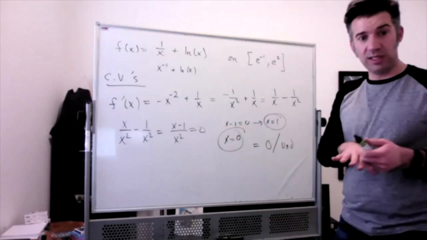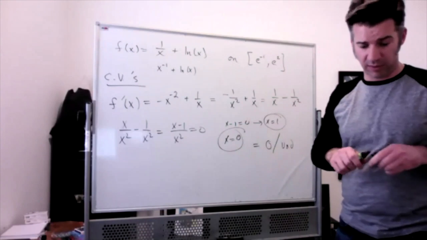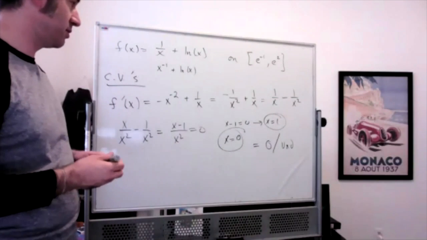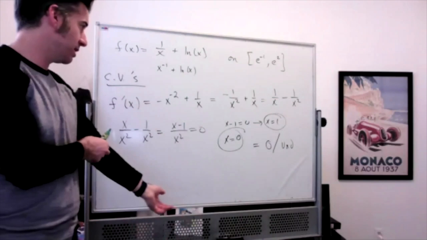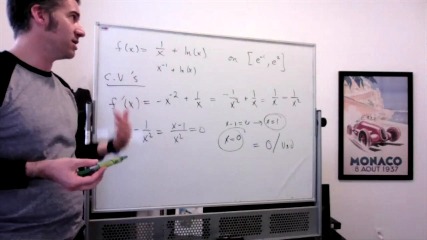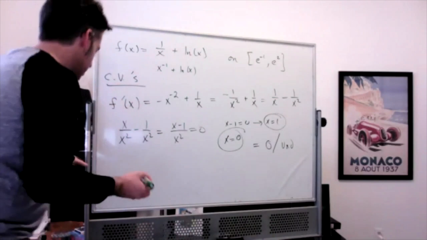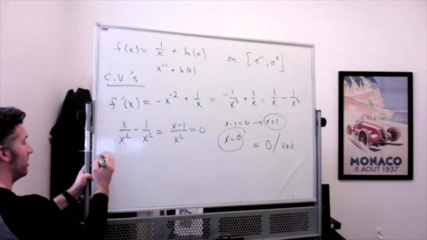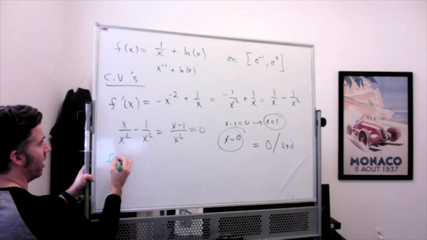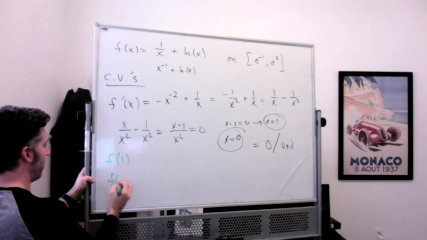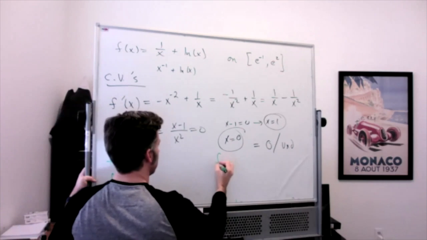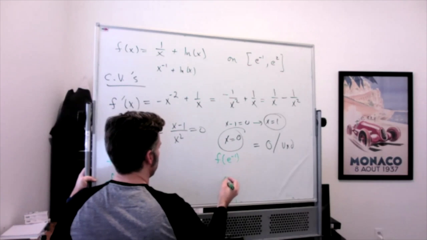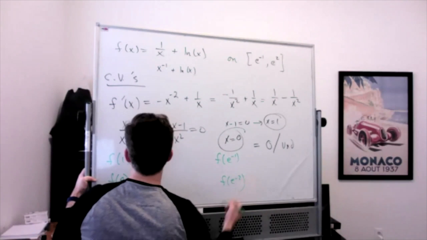Okay, so now this is where things diverge completely from what we were doing before. To see what the absolute max is and what the absolute min is, we have to check these values in our original function. So we're going to look at f of 1 and f of 0. And yes, we are also going to check the endpoints like we were told to: f of e to the minus 1, f of e to the 2.